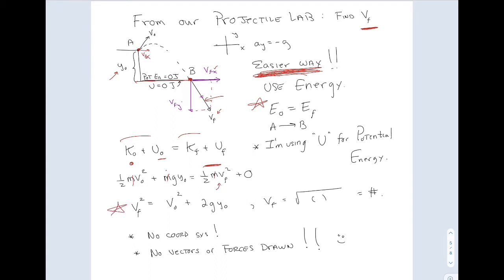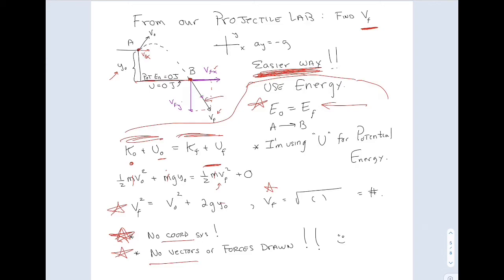So when we did that lab, if we knew the concept of energy, to calculate v final, we didn't have to draw a coordinate system. When I used energy, all this down here, I didn't need a coordinate system. I just wrote down the initial energy state and the final energy state, and I didn't need to draw any vectors or any forces. The whole concept of kinematics and forces was used to derive the concept of energy. So anytime you can solve these types of problems using energy, it's a huge advantage. Didn't need a coordinate system, didn't need to draw any forces.